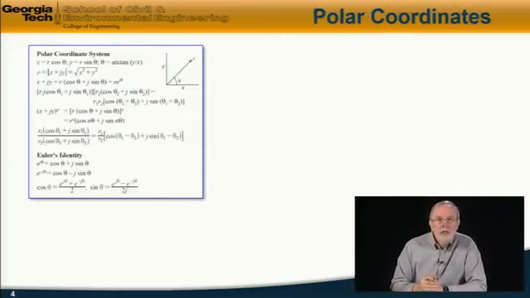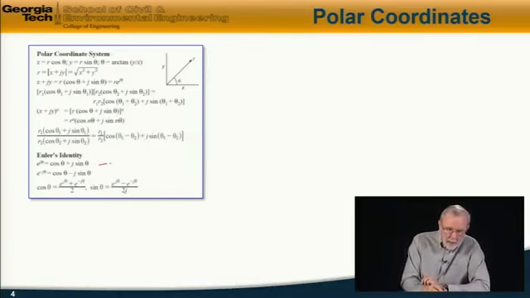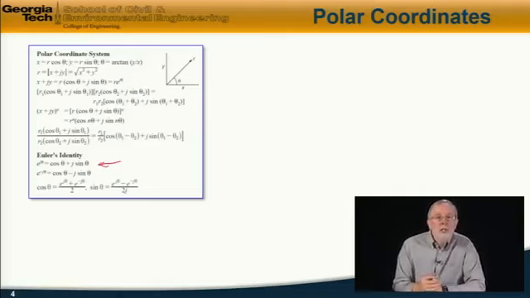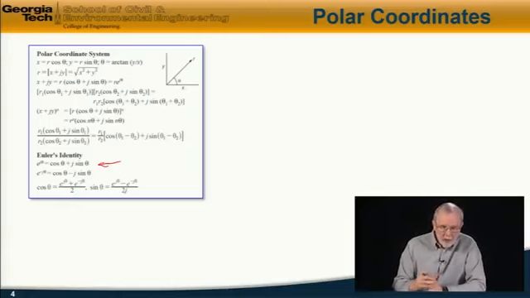In the polar coordinate system, we can express it like this, where r is the radius or the magnitude of the vector or the complex number, and in this case x is equal to r cosine theta, and the y component is equal to r sine theta, etc. And the rest of the equations as given here. Another convenient form is Euler's identity: e to the j theta is equal to cosine theta plus j sine theta, which is another way to express the complex number.